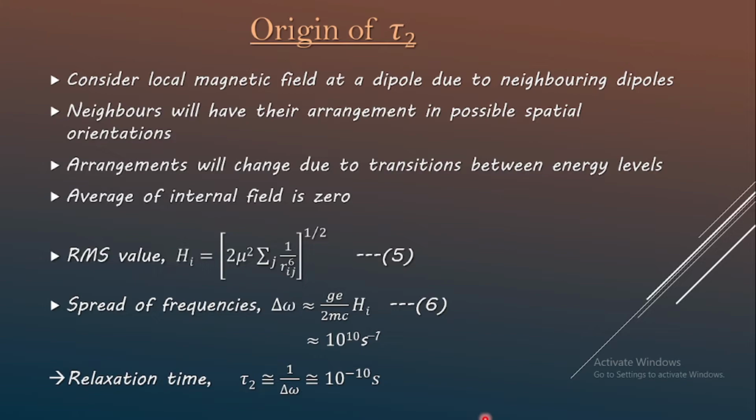And this is the time that a dipole will require to reorient itself about a different precession axis, which is the significance of the spin-spin relaxation time. That's why we say whenever H is very much less than HI, the dipoles undergo slight reorientation and they precess about a new field direction. And this is the time required to do so. So this is how the origin of tau 2 can be understood.